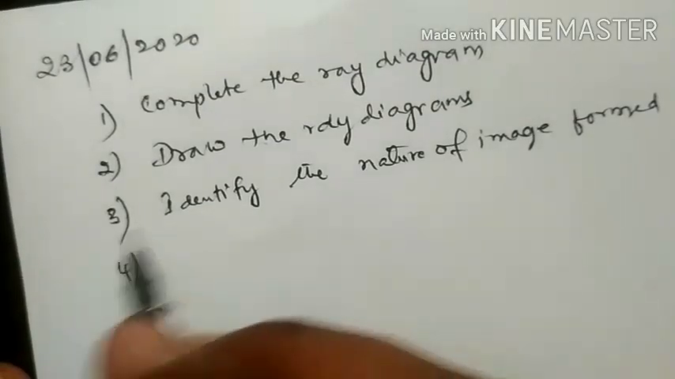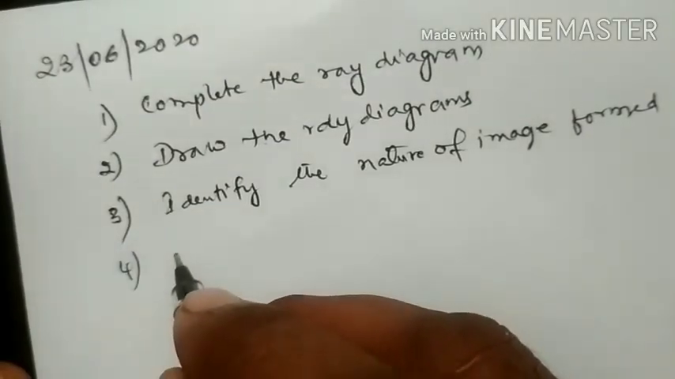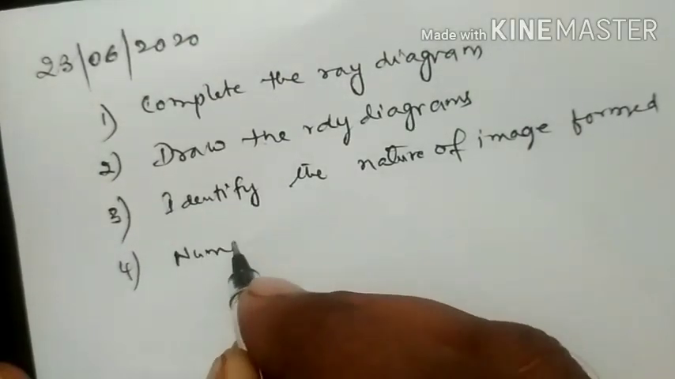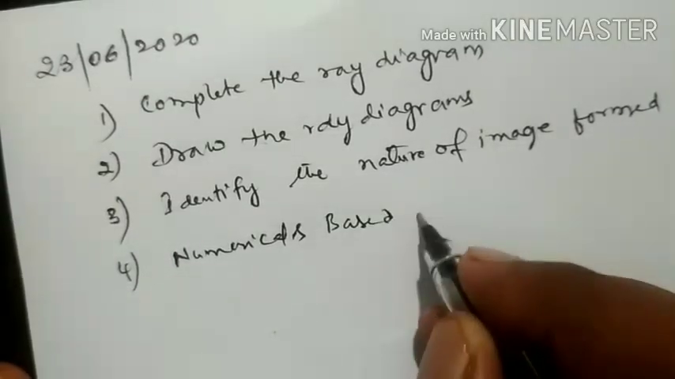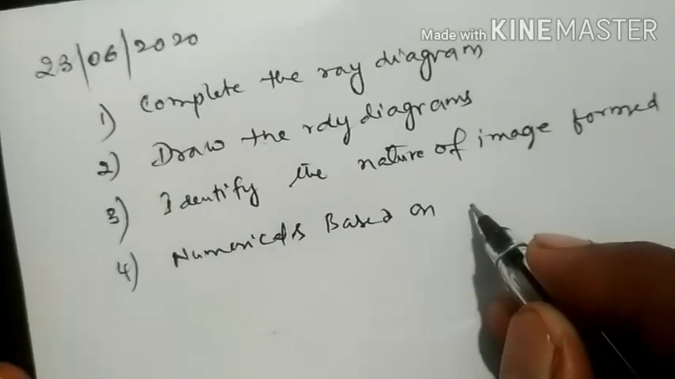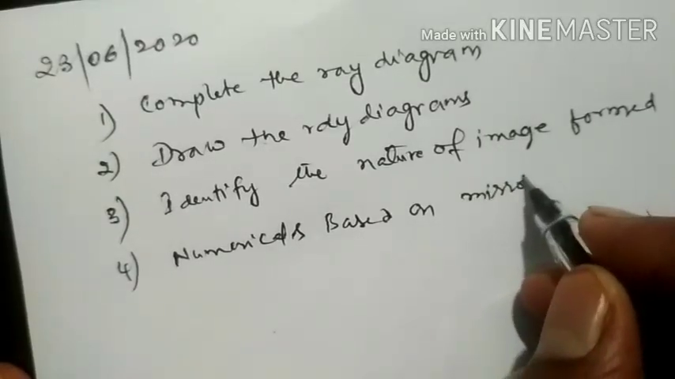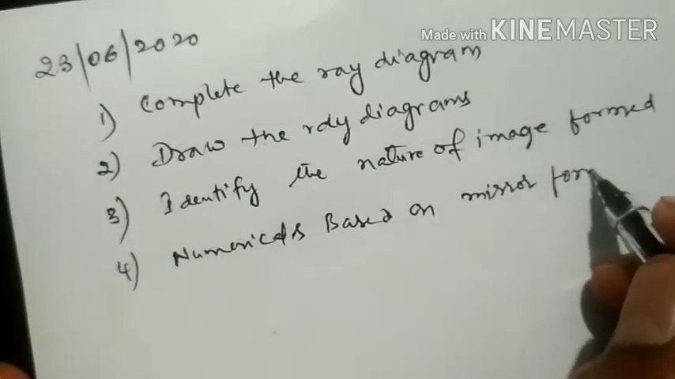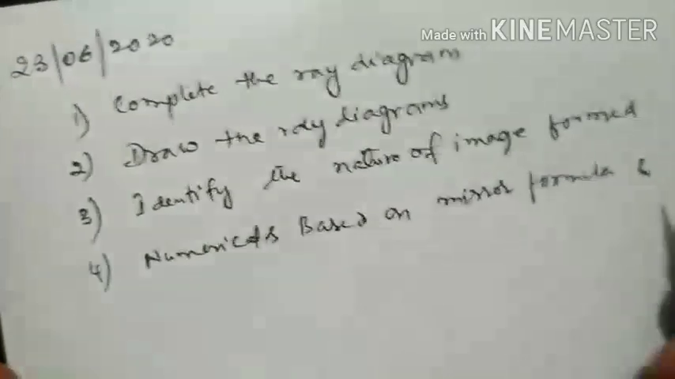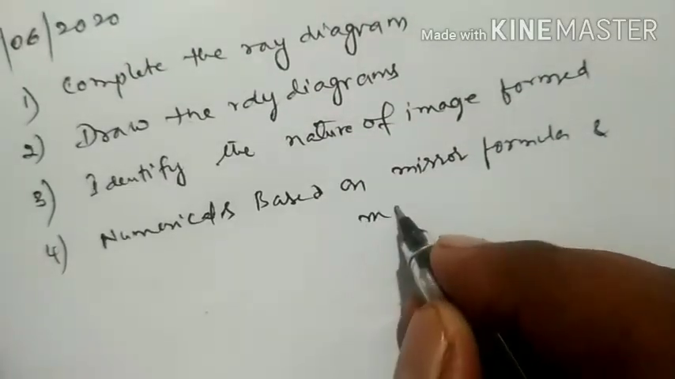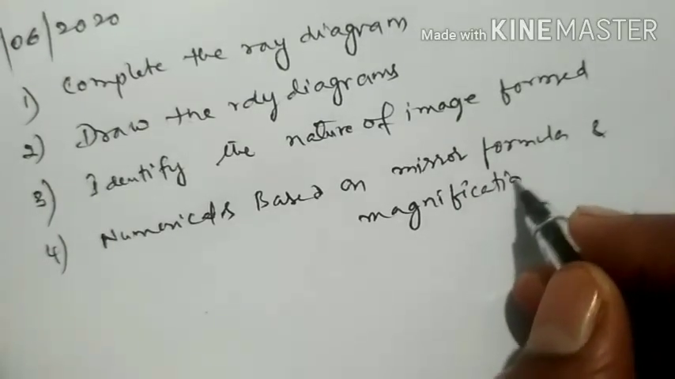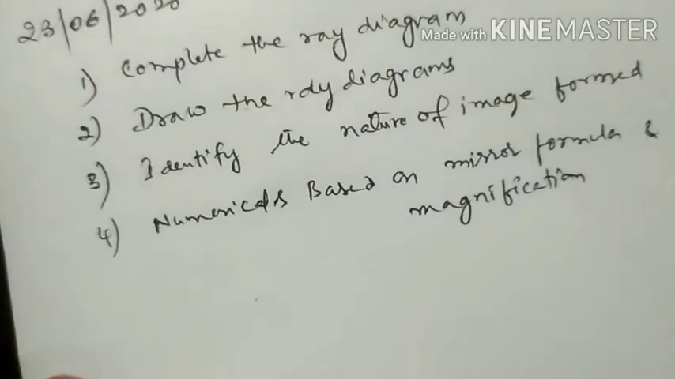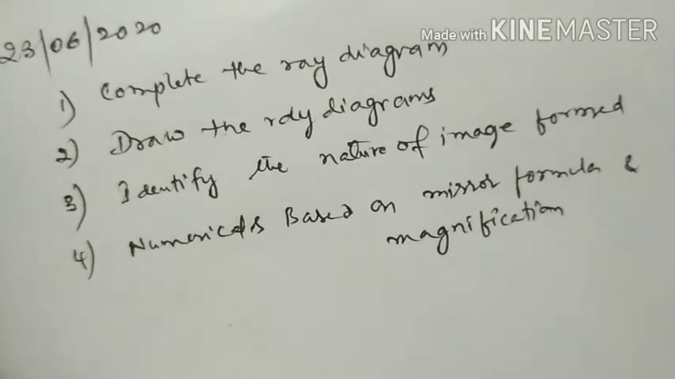And the fourth one is combined numericals based on the mirror formula and magnification. So these are the different types of questions which will be asked in the examination.